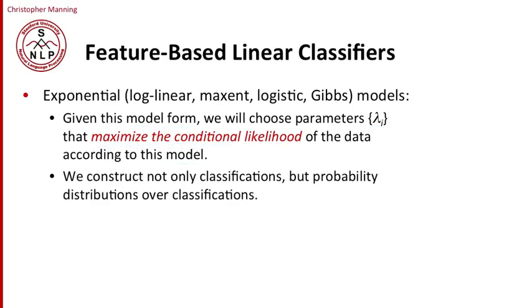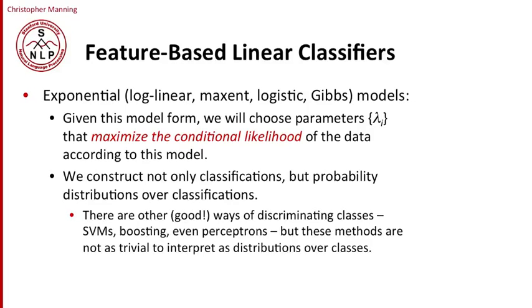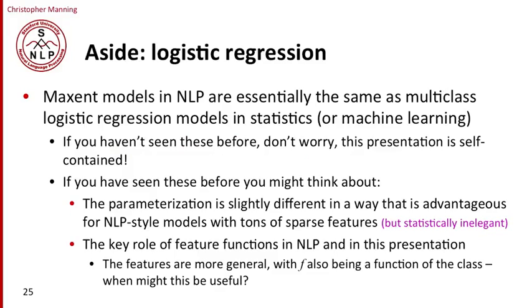So a feature of these models is that we construct not only a classification function, but also a probability distribution over classifications. So there are many good ways of discriminating classes, so SVMs, boosting, perceptrons, many machine learning algorithms will give you a way to distinguish between classes, but these other ones aren't as naturally and inherently thought of as distributions over classes, though people have thought of ways to extend them in this direction.